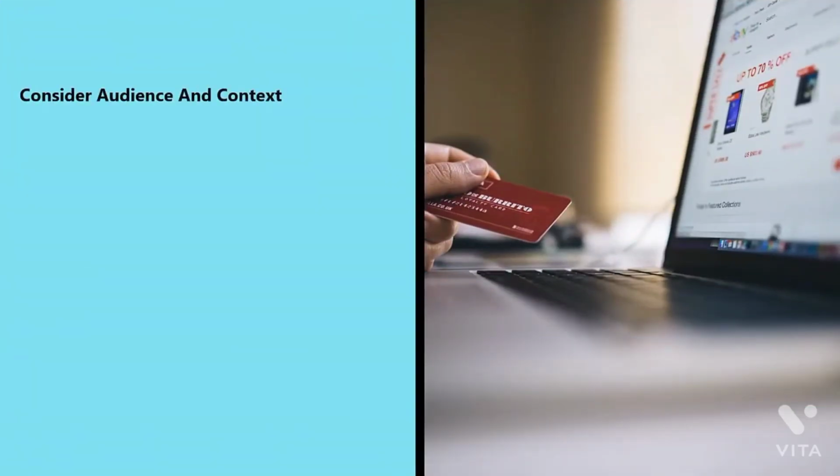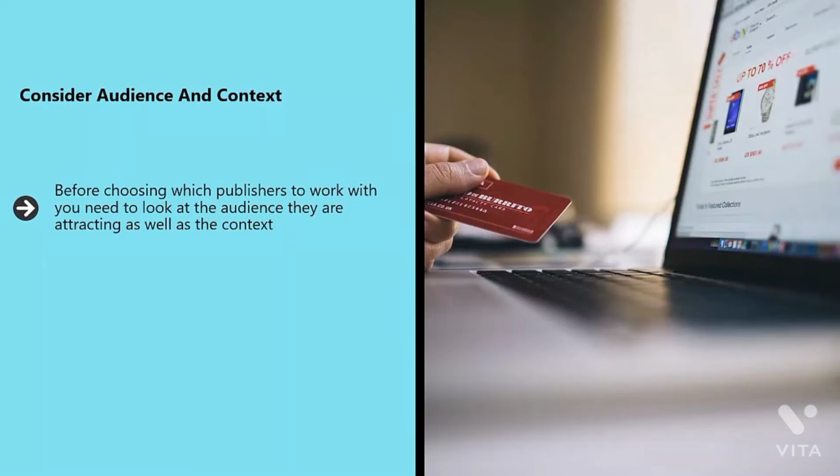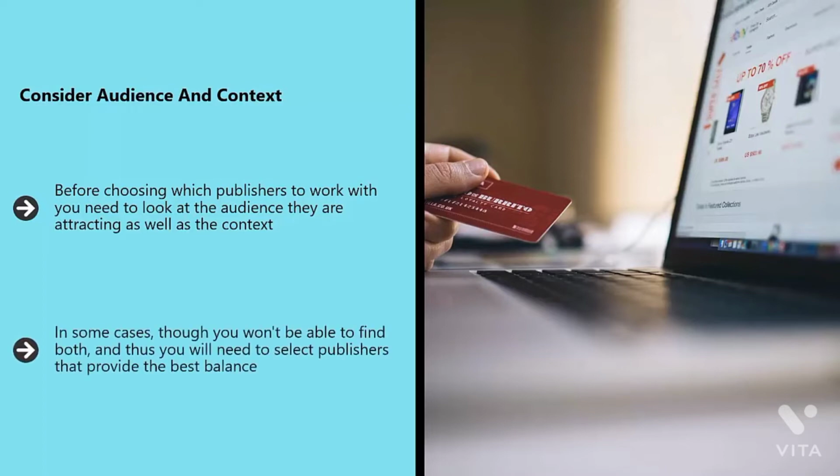Consider audience and context. Before choosing which publishers to work with, you need to look at the audience they are attracting as well as the context. The ideal partner will be a site that writes about topics related to yours and targets the precise same demographic you are. In some cases, though, you won't be able to find both, and thus you will need to select publishers that provide the best balance. And don't be tempted to ignore context in these situations, because studies show that the same person is far more likely to click on an ad for golf clubs when they are on a golfing website compared with a news site. More to the point, someone who wants a wedding dress is only going to want that wedding dress during a particular time in their life, and this really demonstrates the importance of context.